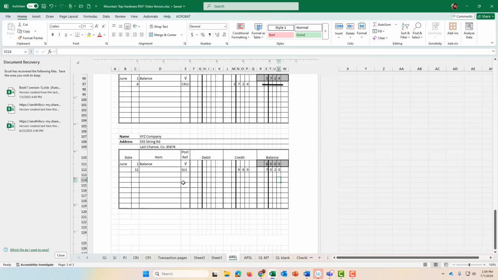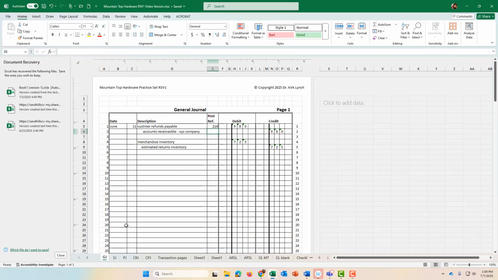And subsidiary ledgers get check marks. So back in our general journal, in a posting reference column, we're going to put 112/ and a check mark, which is hard for me to do, so I use an X here to show that we updated both the general ledger and a subsidiary ledger for XYZ company. Now let's continue with this posting.